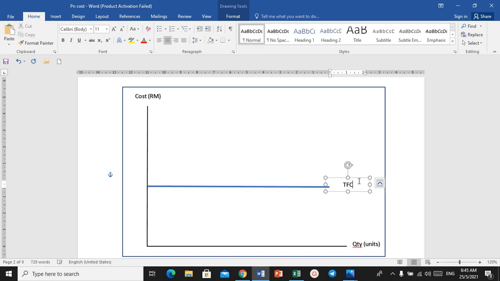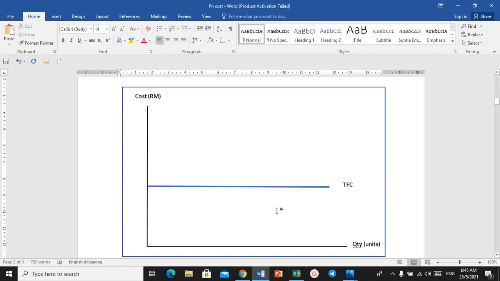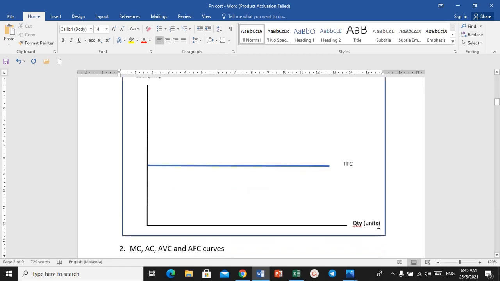Total fixed cost. Okay, so you can see here we have this straight line. This represents the total fixed cost, and this also applies with the characteristics of fixed cost. We can see here that for every level of production, quantity representing your production, the total fixed cost remains the same at one value.